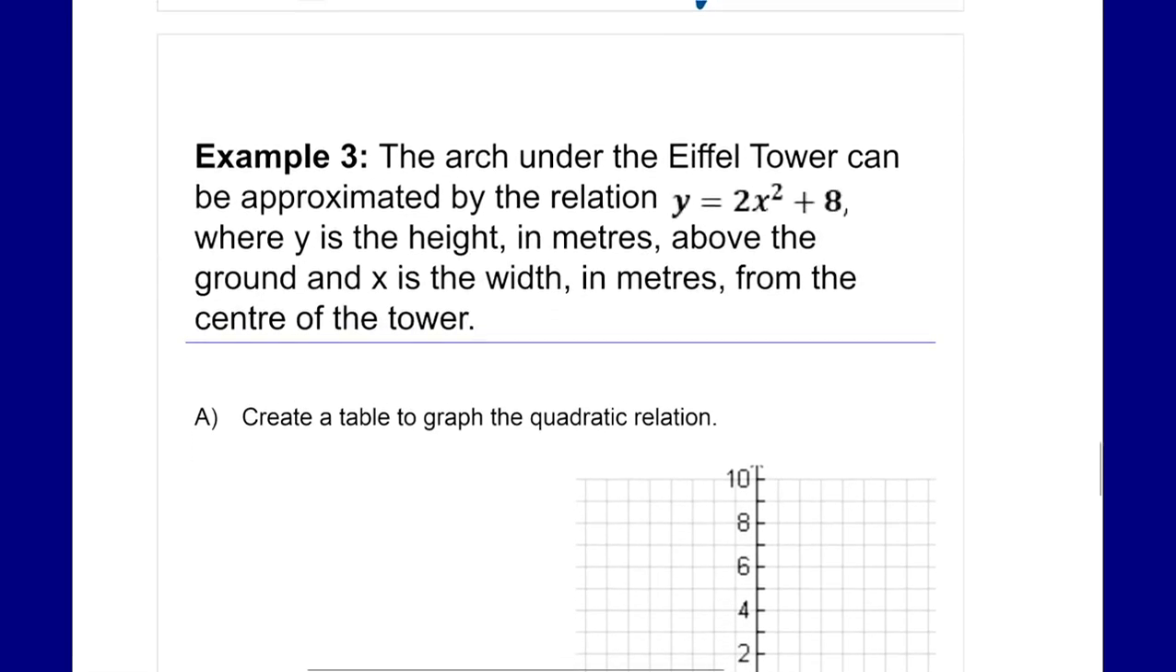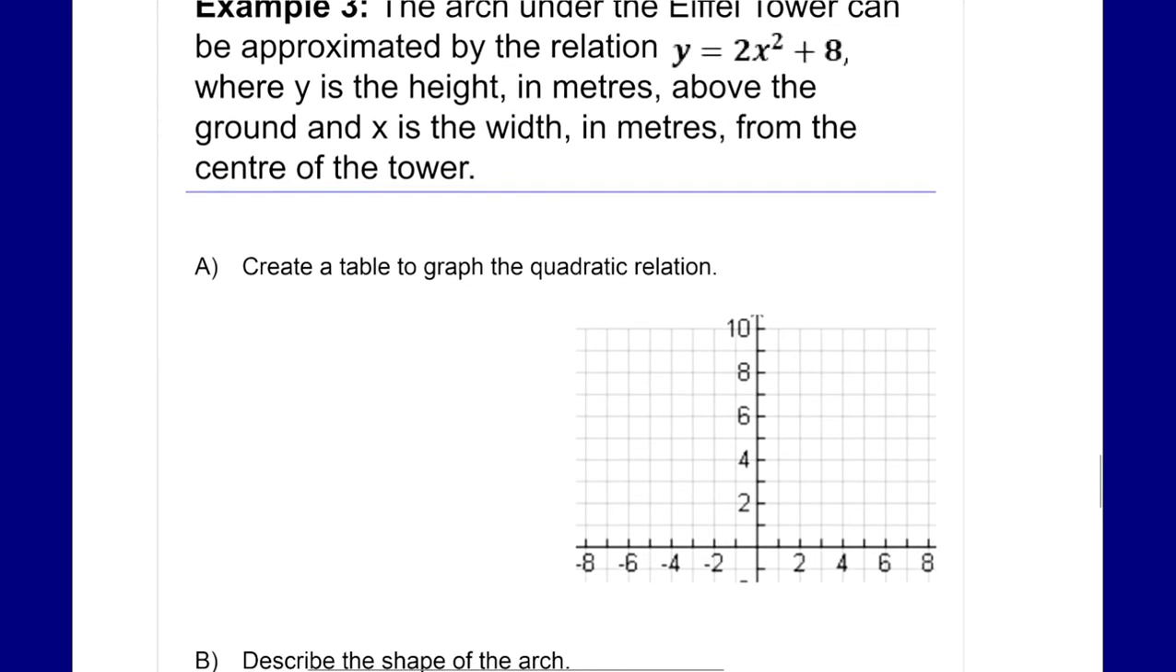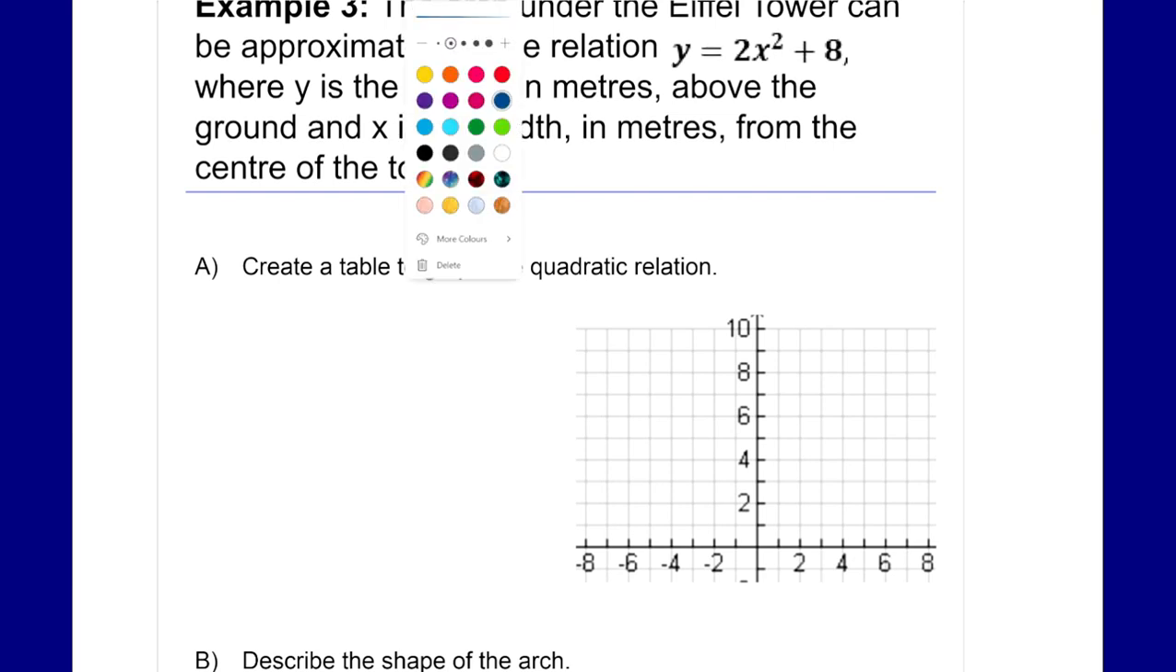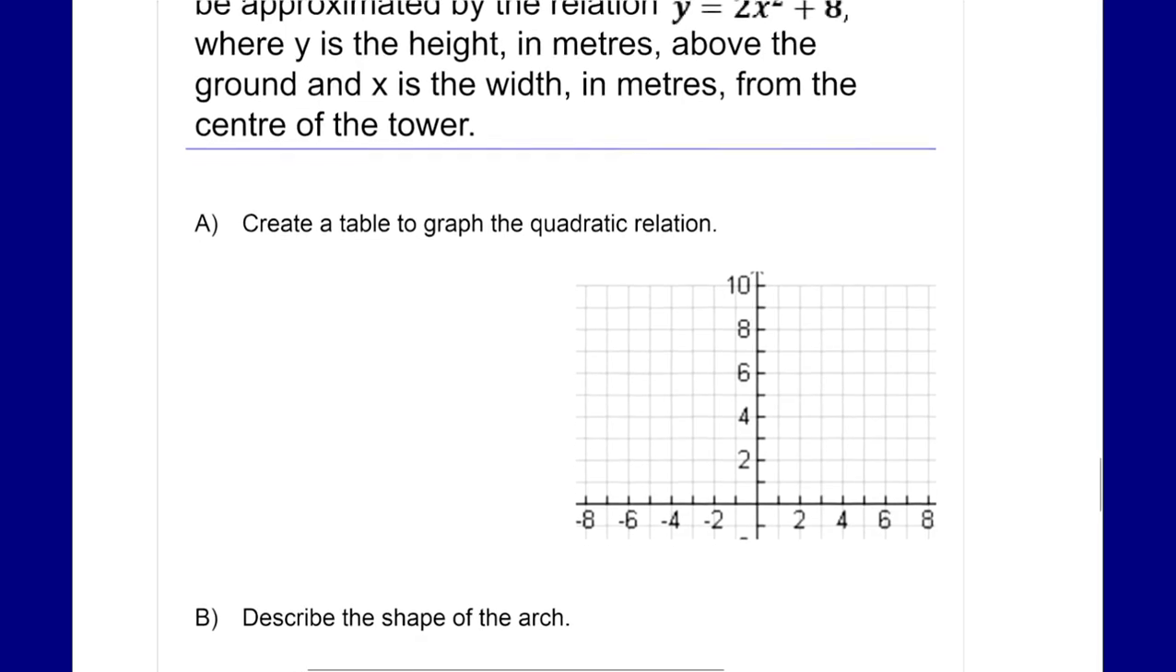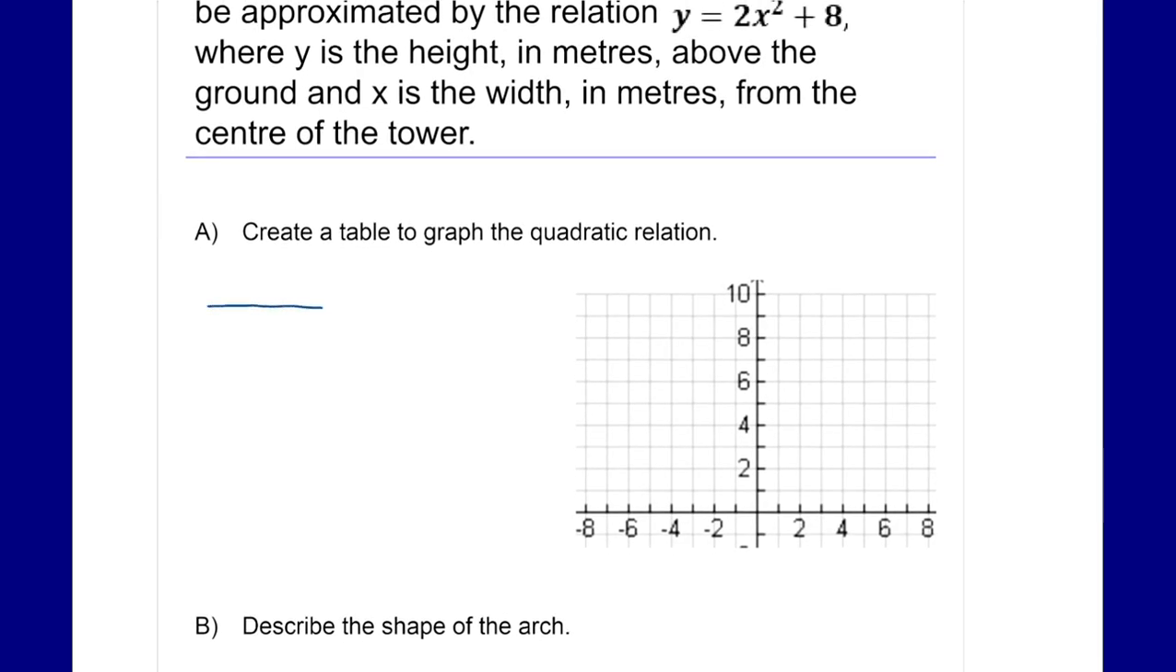Example 3, the arch under the Eiffel Tower can be approximated by the relation y equals 2x squared plus 8, where y is the height in meters above the ground and x is the width in meters from the center of the tower. So we want to come up with a table to graph this quadratic relation. I'm going to create a hypothetical table. I have an x and a y. I'm going to choose some nice values: -4, -2, 0, 2, and 4. That should hopefully give me a good idea of what my relationship looks like.